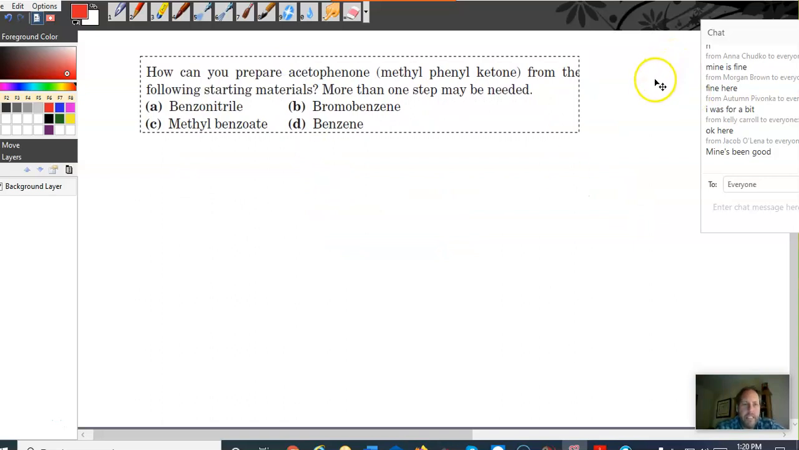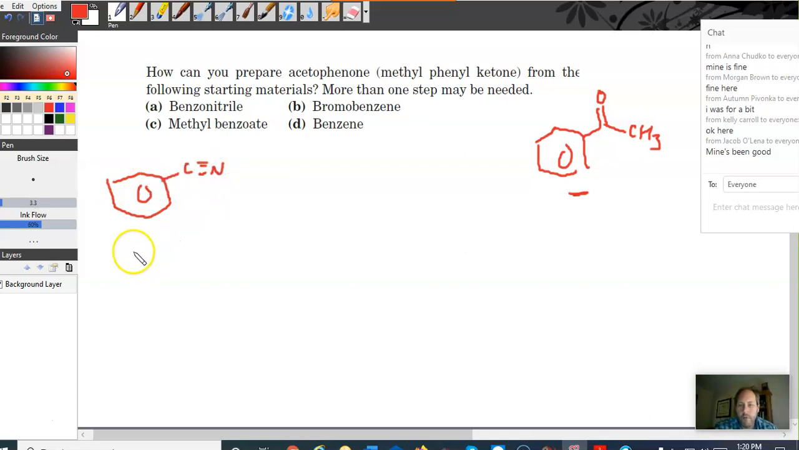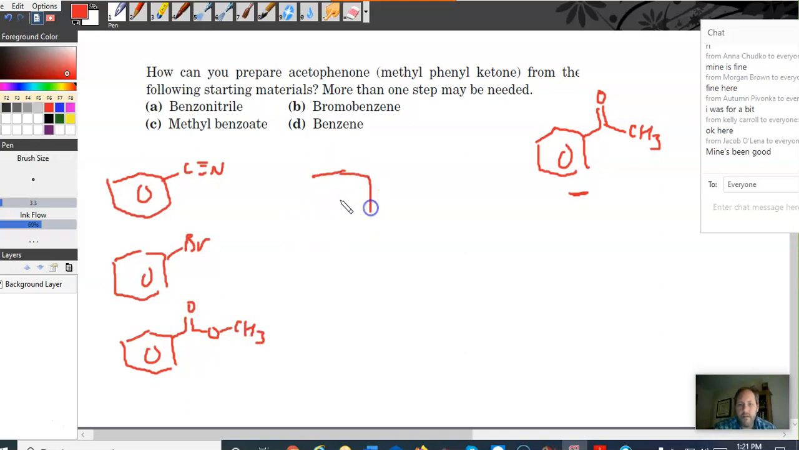Okay, how can you prepare acetophenone? I'll give you the structure of acetophenone so you don't have to look it up. But it's basically methyl phenyl ketone. So you have a phenyl ring on one side, and it's a ketone, and you got a methyl on the other side. So it's saying, how do you synthesize this compound starting from these compounds? So from benzonitrile, bromobenzene, methylbenzoate, and then from benzene. You might have to use reactions from other chapters too. So how do you synthesize this compound from each of these?